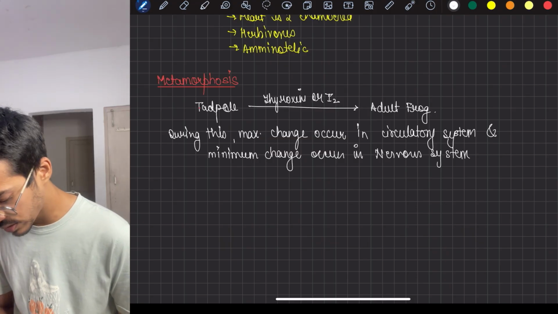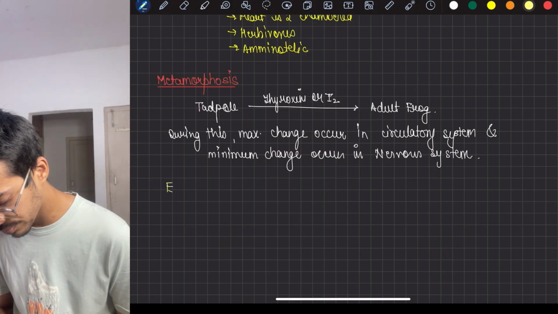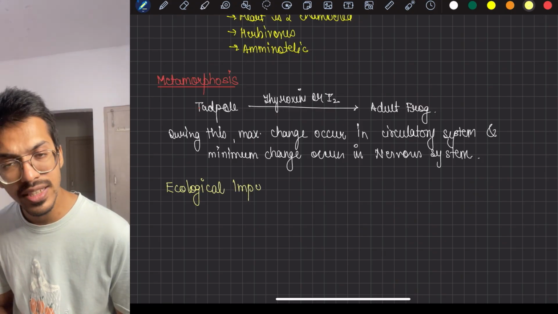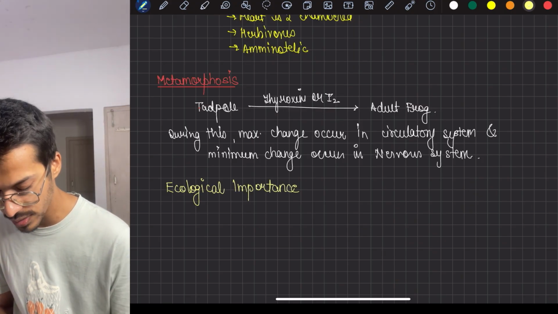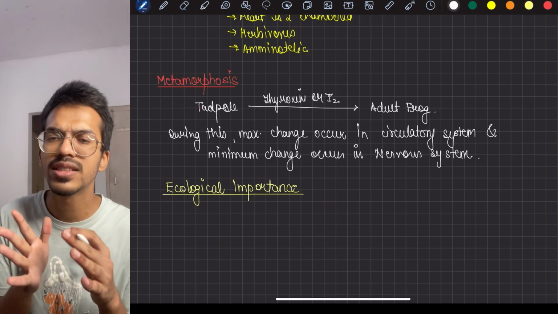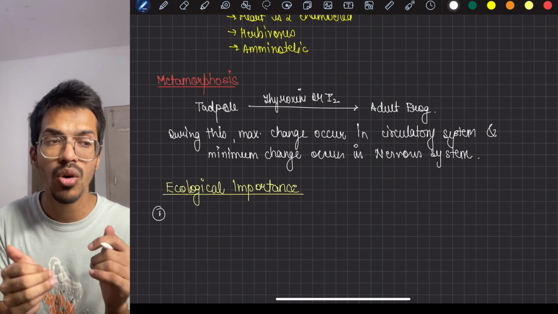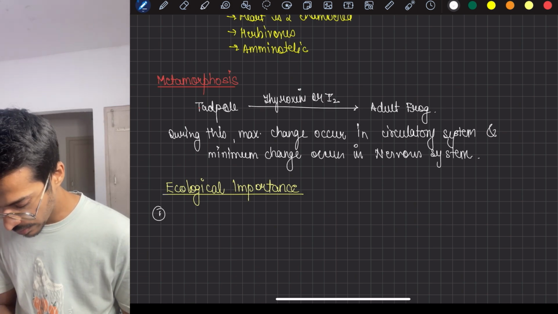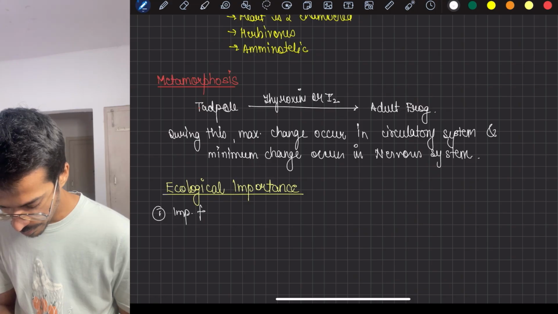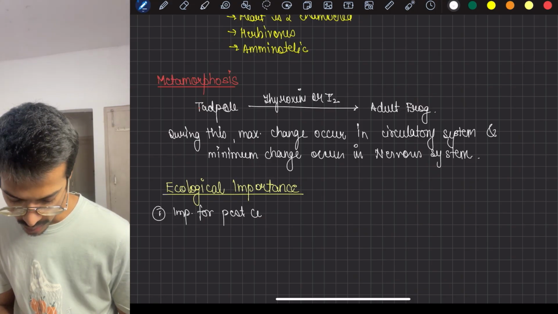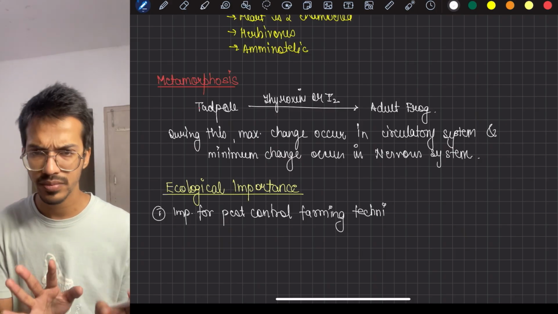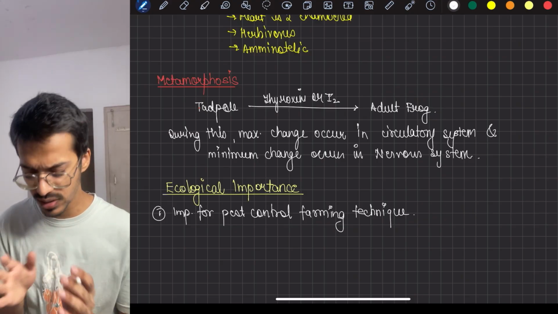Now if someone asks what the ecological importance is, earlier it was considered to be of not much ecological importance. But later we came to know that it is very important for organic farmers and pest control farming techniques. We will learn how that works in the microbes chapter.